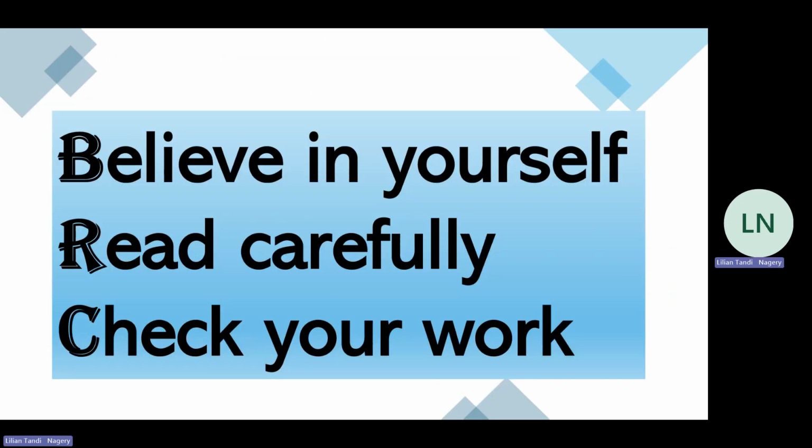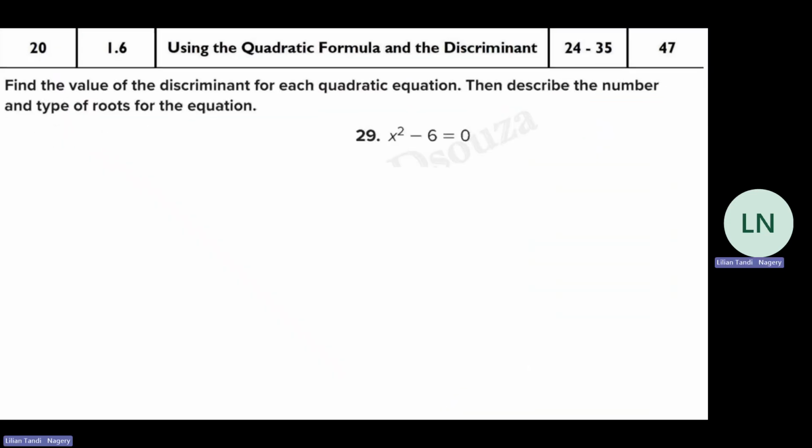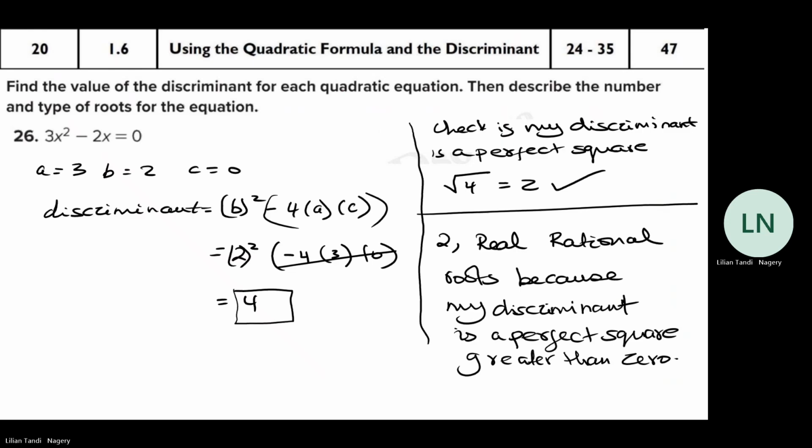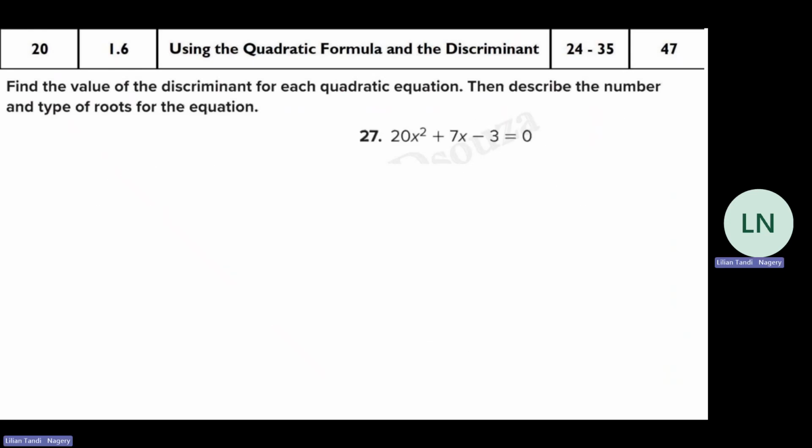Hey, there's a lot remaining. Okay? All right. Same thing you do here. A is 20. B is 7. C is -3.